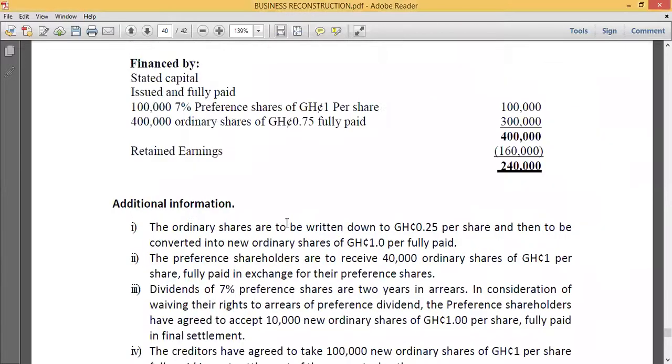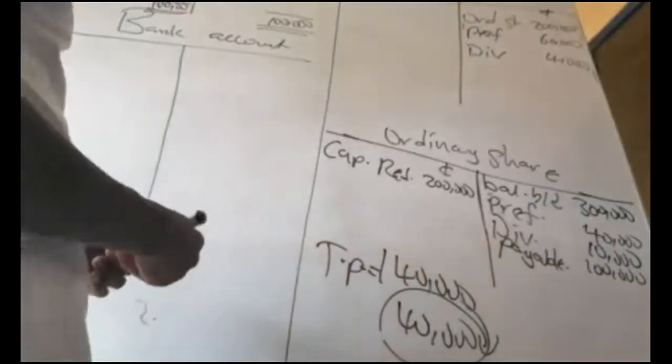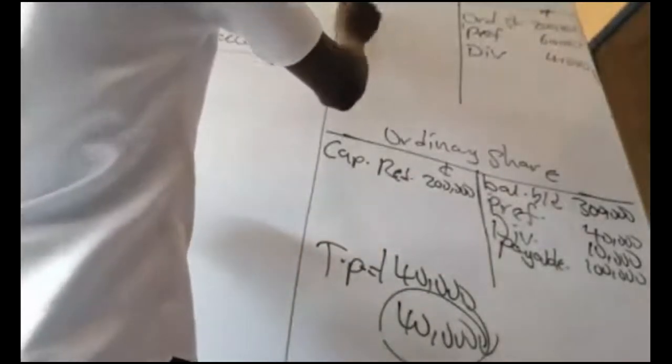160,000. You have to scrap it off. So it's a loss. Scrapping loss, you have to bring it here. So income surplus. No, they say retained earnings.